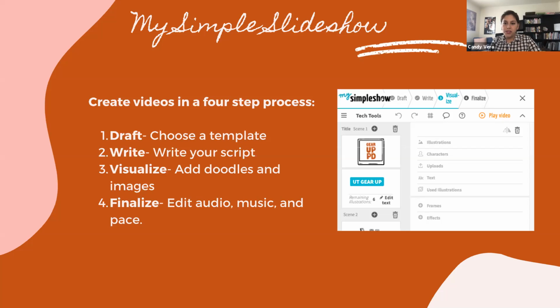We're going to walk through this in a second so I can show you what it looks like. 3 is visualize. After you have your script and the content that you want in your video, you're going to add different illustrations. I like to call them doodles because they're all black and white, so they're not really like clip art or pictures. But technically the website classifies them as illustrations, and you can choose through those. Then once you finalize, that's when you'll edit your audio and music. You can put captions, things like that.